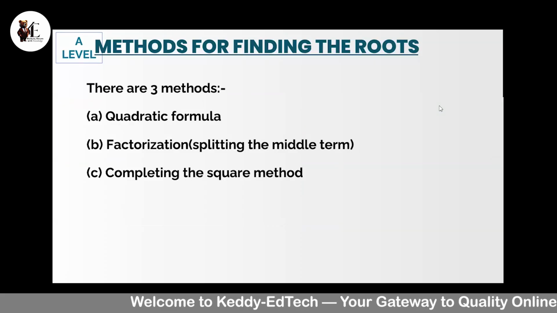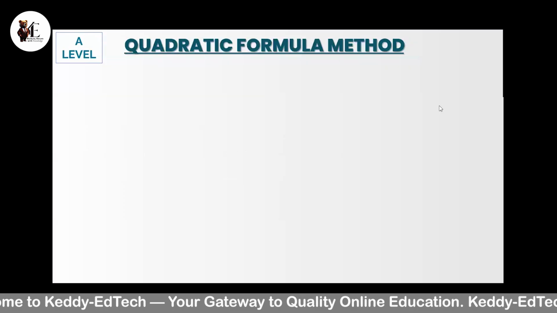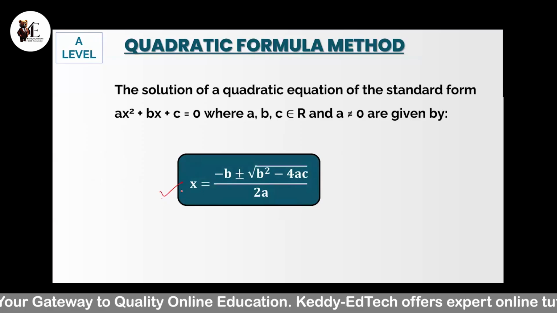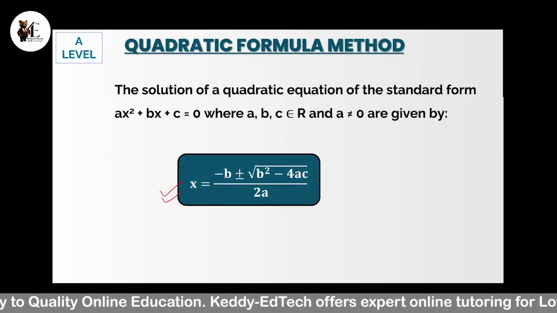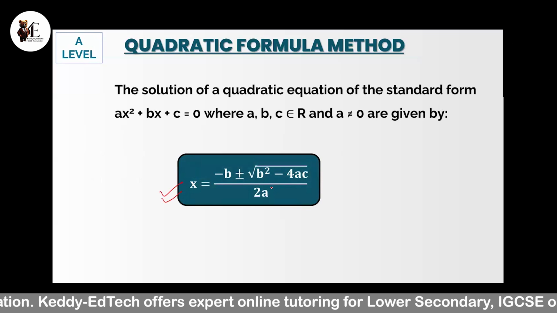Okay, so starting with the quadratic formula. The quadratic formula is basically very simple. There is a formula and you have to substitute the values. This is the formula: x is equal to minus b plus minus square root of b square minus 4ac, over 2a.